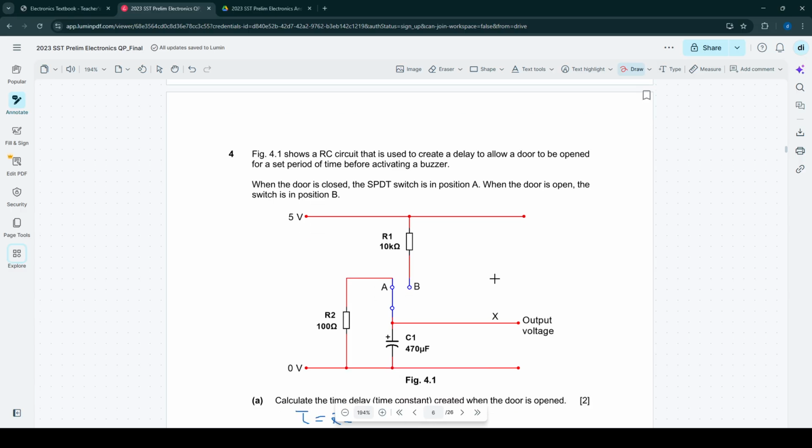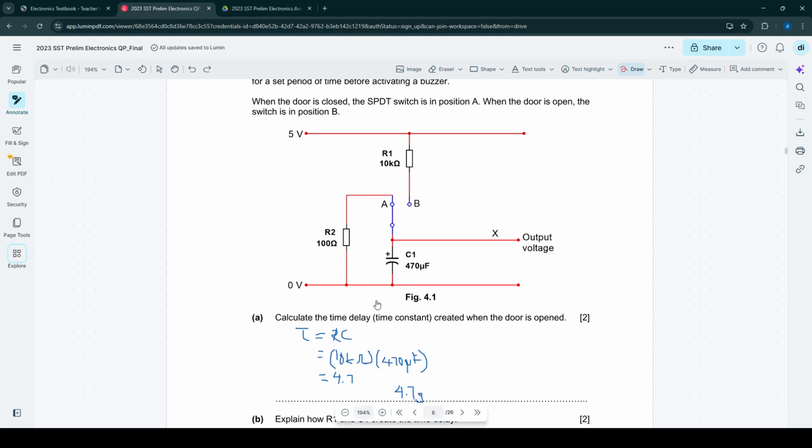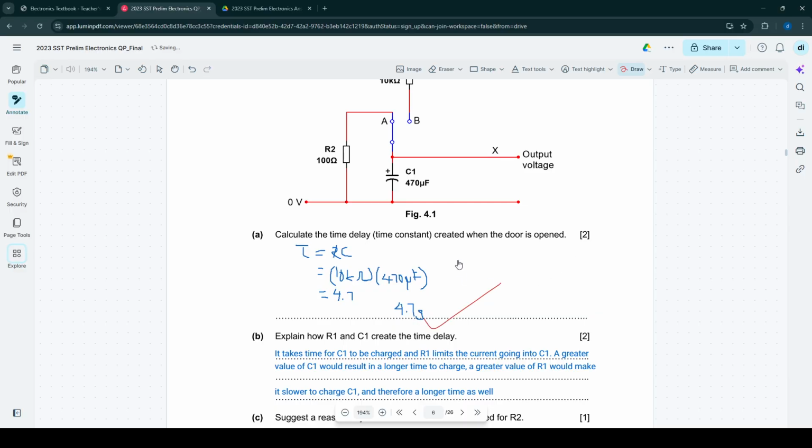Shows an RC circuit that's used to create a time delay. To use a delay to allow a door to be open for a set period of time. Okay. When the door is closed, this will be like this. When it's open, it will be like this. And then calculate the time delay. So yeah, the time delay, which is tau, is just R times C. So if you calculate it right, then yes. So you got this one.